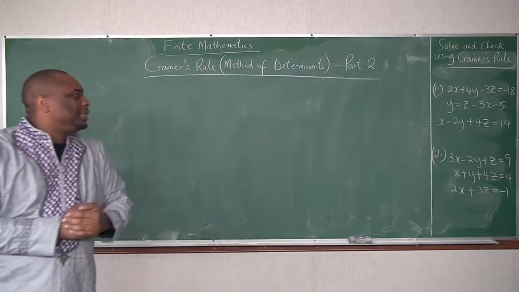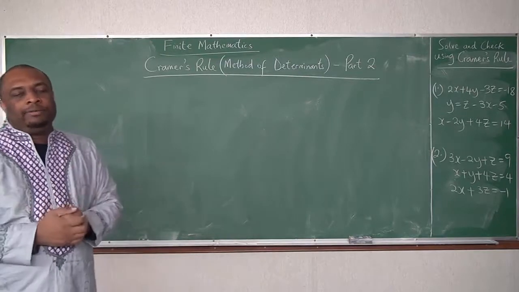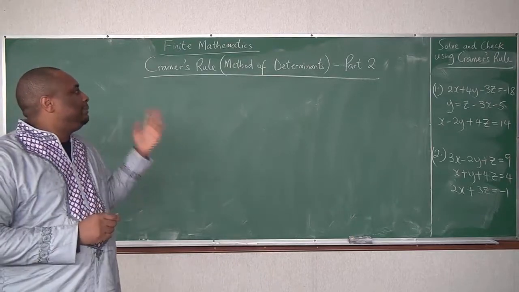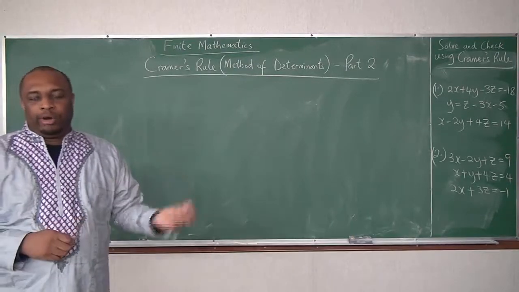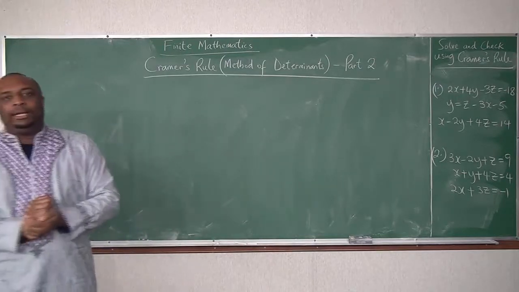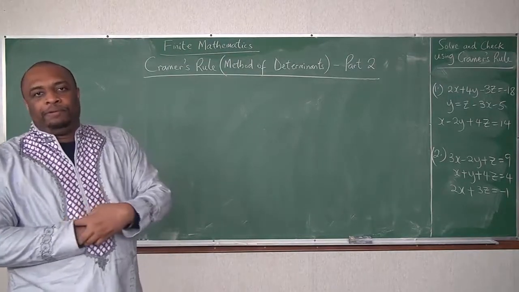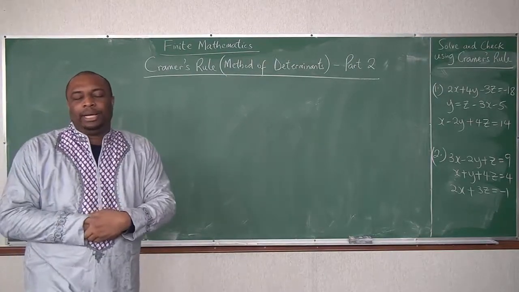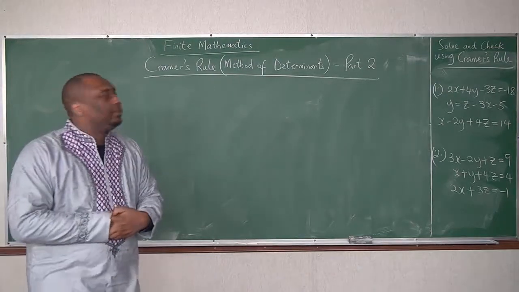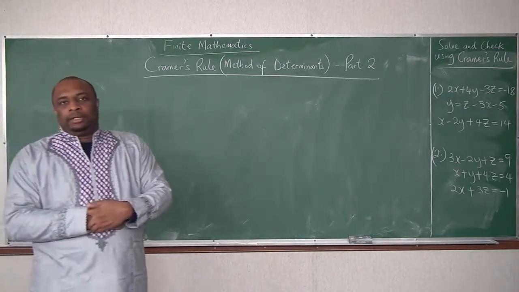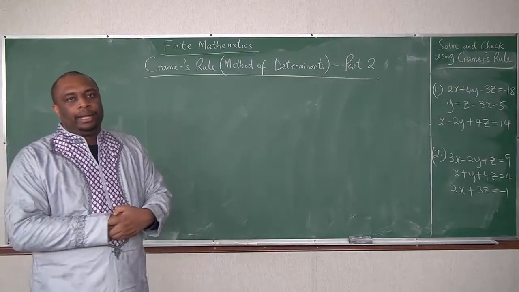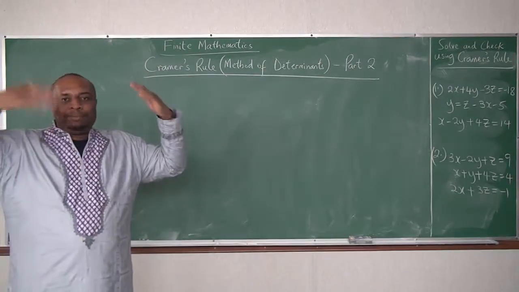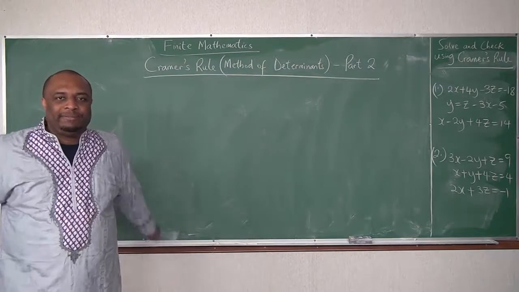So in this video we shall solve a 3x3 linear system using the method of determinants, or what we call Cramer's rule. It is highly recommended that you do part 1. In part 1 we did it on 2x2 linear systems, so this part 2 is on 3x3 linear systems. We are going to use the same method, the same steps we used in the matrix inverse method.